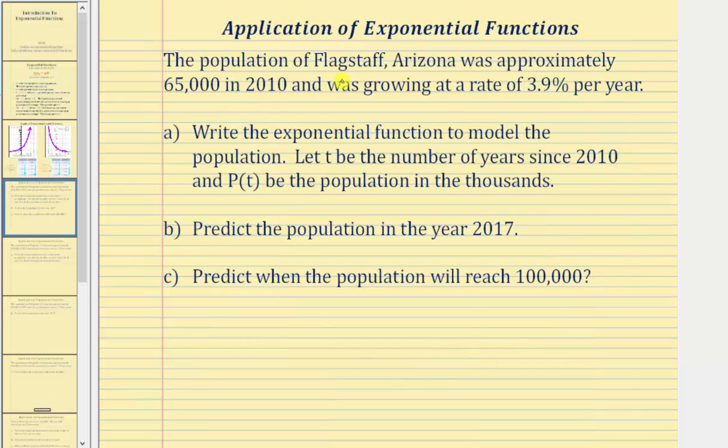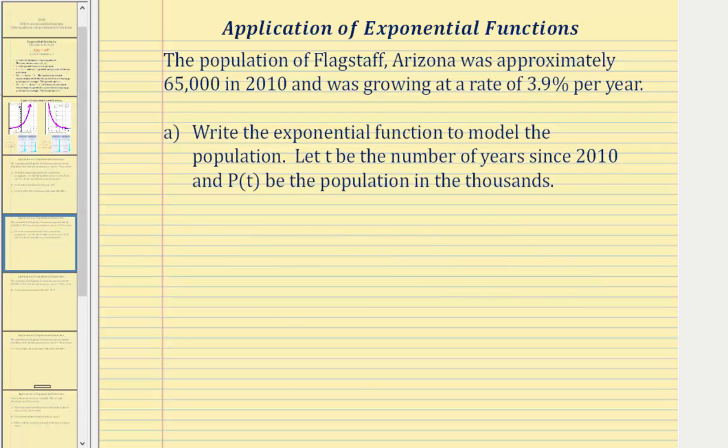Here we're told the population of Flagstaff, Arizona was approximately 65,000 in 2010 and was growing at a rate of 3.9% per year. We're asked to write the exponential function to model the population. Let t be the number of years since 2010, and p of t be the population in thousands. Then we'll predict the population in the year 2017, and then predict when the population will reach 100,000.